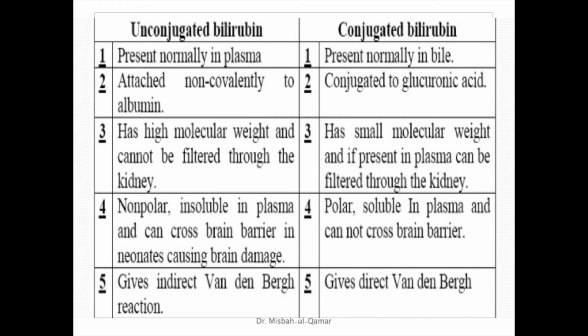Here you can see the differences between unconjugated bilirubin and conjugated bilirubin. You can see that the unconjugated one is normally present in plasma, while the conjugated bilirubin is present in bile. And this could be a viva question also, so please memorize these differences.